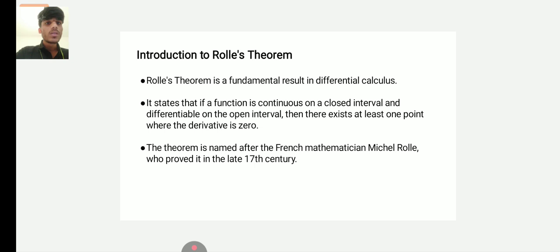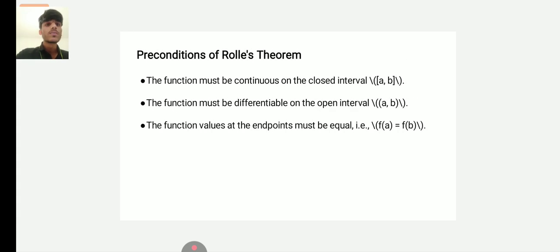It states that if a function is continuous on a closed interval and differentiable on the open interval, then there exists at least one point where the derivative is zero. The theorem is named after the French mathematician Michel Rolle, who proved it in the late 17th century.